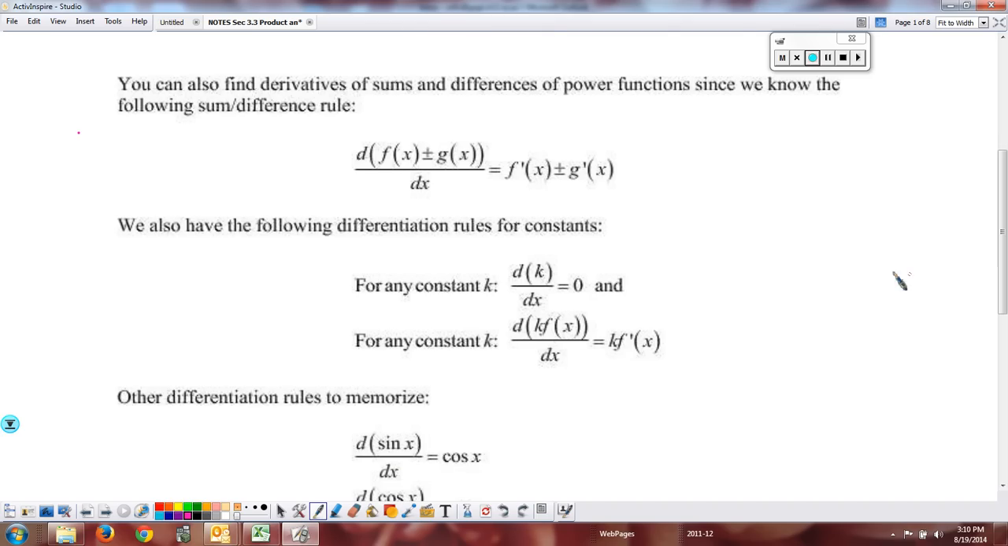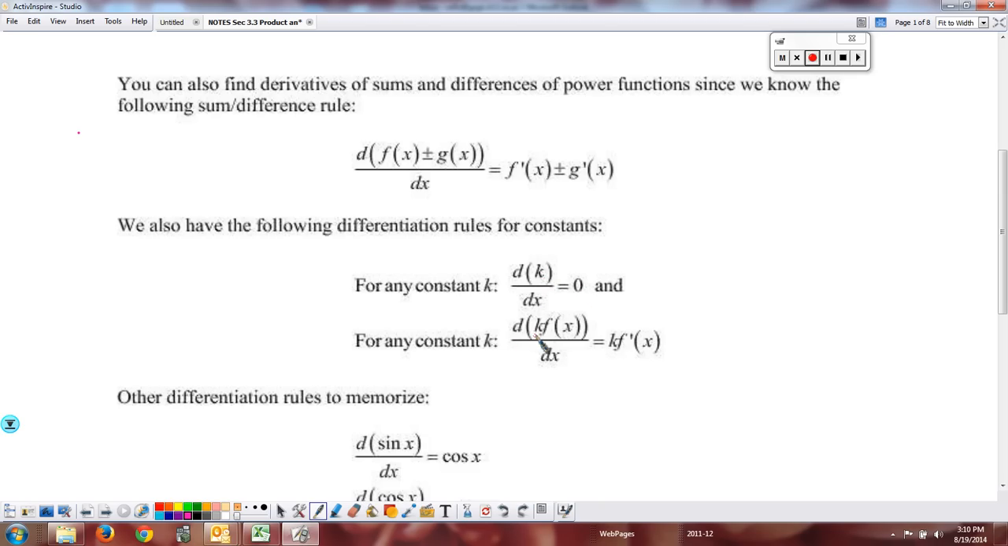We've learned the derivative of the sum and difference. The derivative of a sum or difference of functions is the sum or difference of the derivatives. So we can think of it like distributing the derivative through, which unfortunately does not work for a product or quotient. We have the differentiation rule for a constant: if I want to take the derivative of a constant, it's going to equal 0.